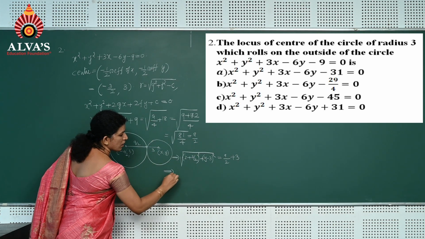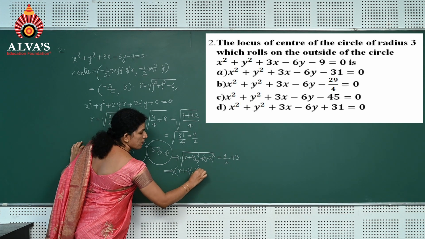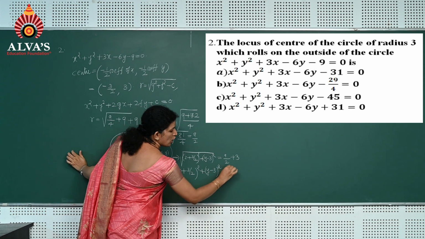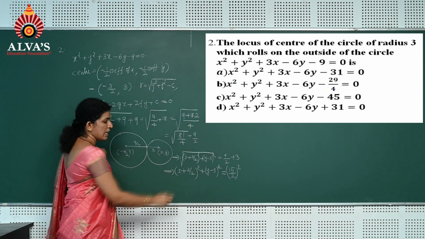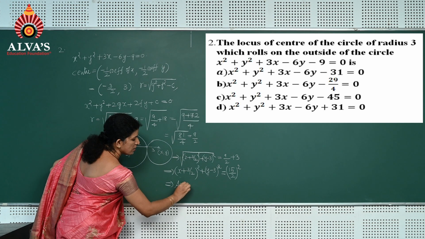Squaring on both sides, you will be getting (x plus 3 by 2) whole square plus (y minus 3) whole square, that is equal to (15 by 2) whole square. Simplify and expand, we will be getting the answer as C.